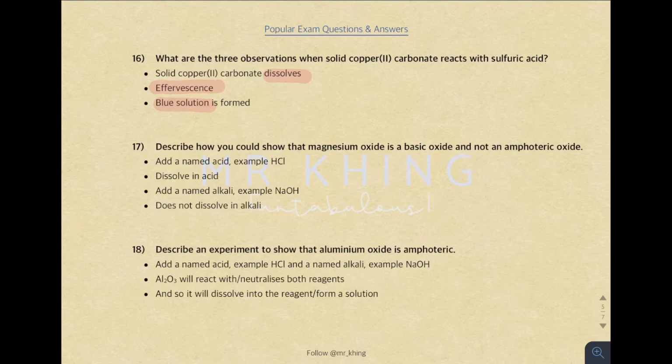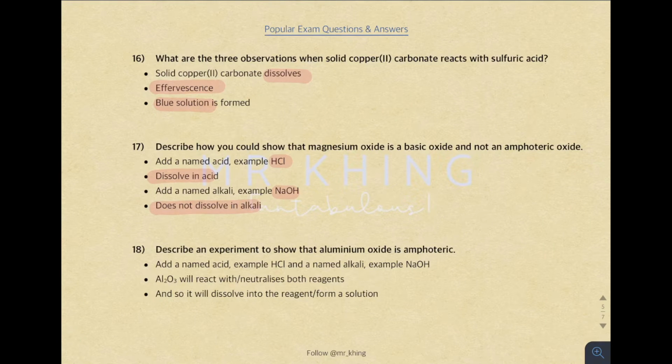Okay, so next, describe how you could show that magnesium oxide is a basic oxide but not an amphoteric oxide. Remember, basic means it cannot dissolve in alkaline. Amphoteric means it can dissolve in both acid and alkaline. So therefore we need to test with both acid and alkaline. You add an acid, for example HCl. Basic one, so it will dissolve in acid. And then we test with alkaline. If it's basic, it will not dissolve in alkaline.